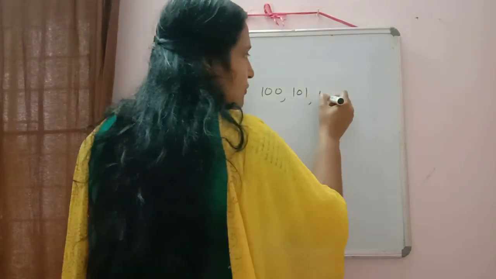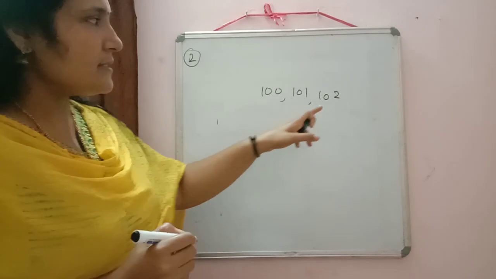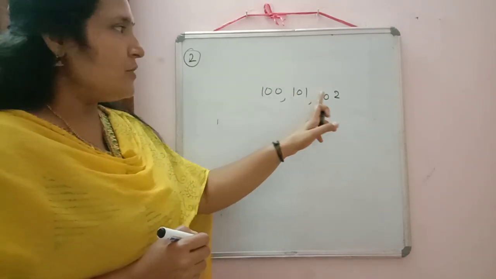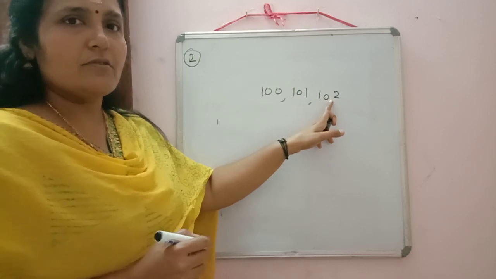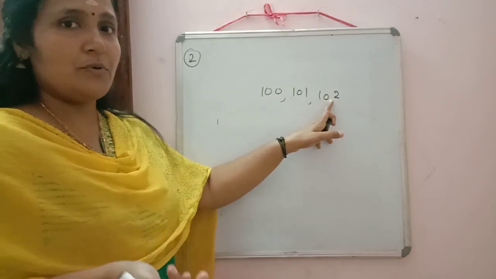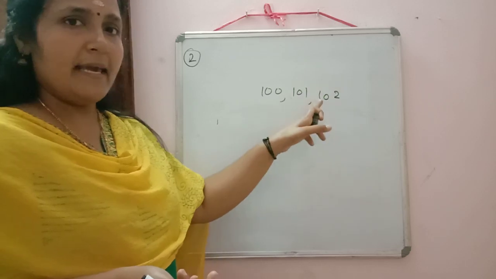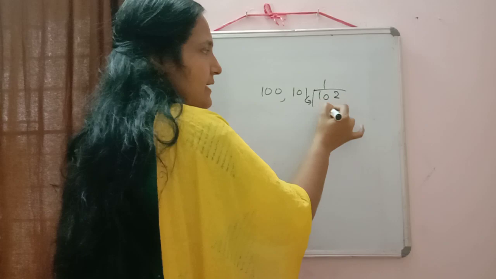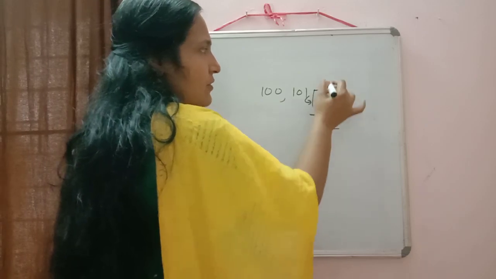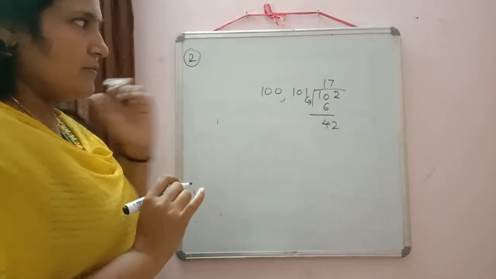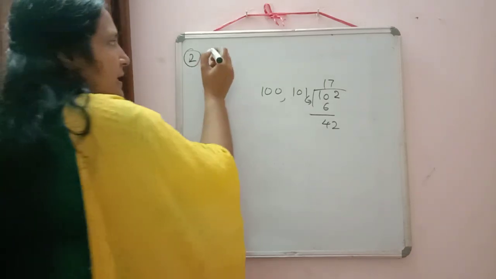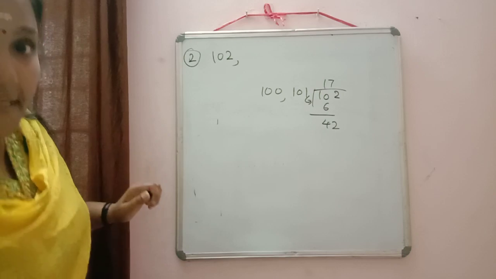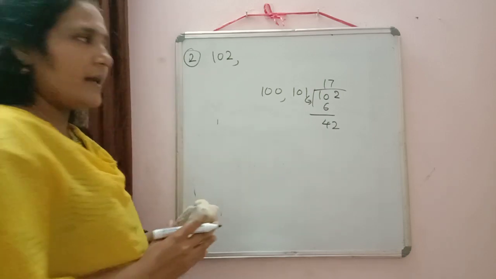Next one, 102. Just check, even number, so divisible by 2, and 2 plus 1 is 3, so it will be divisible by 3 also. So if a number is divisible by both 2 and 3, it will be divisible by 6 also. If you want, you can check there. If we divide, 6 ones are 6, 10 minus 6 is 4, 6 sevens are 42. So 102 is divisible by 6. So the first 3-digit number which is divisible by 6 will be equal to 102.